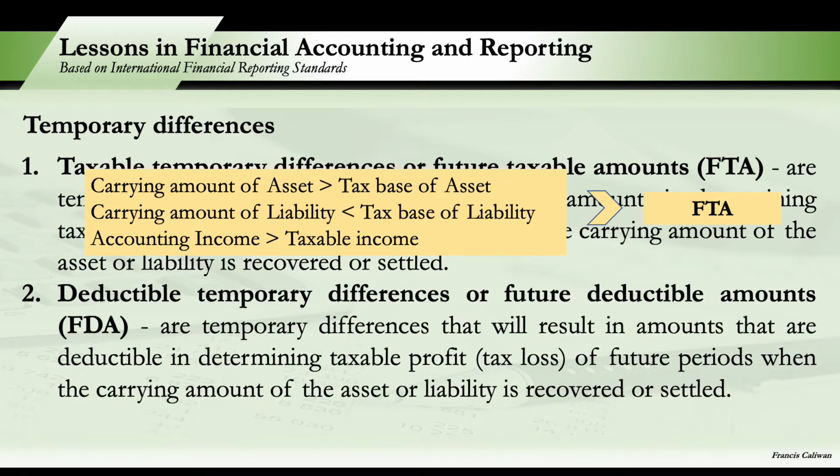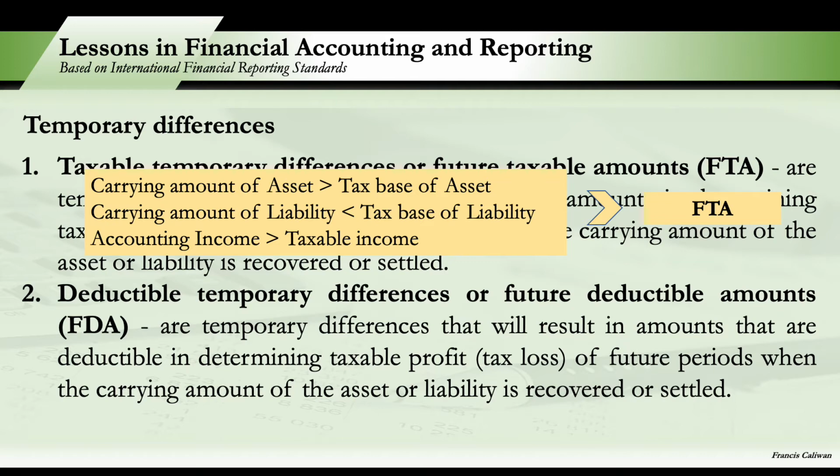Next, deductible temporary differences or future deductible amounts are temporary differences that will result in amounts that are deductible in determining taxable profit or loss of future periods when the carrying amount of the asset or liability is recovered or settled. So from a balance sheet perspective, when the carrying value of an asset is less than its tax base, or when the carrying value of the liability exceeds its tax base, the temporary difference is deductible temporary difference.